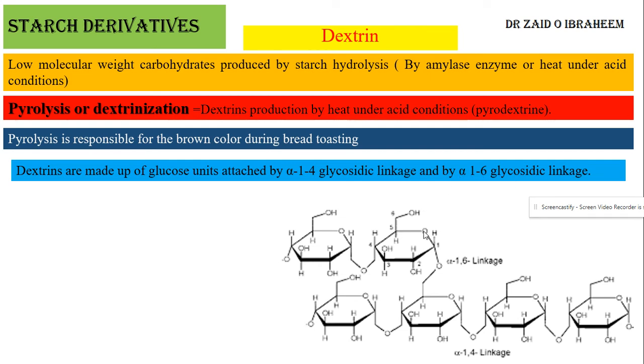Dextrins are formed as a result of the action of the amylase enzyme, most commonly the alpha amylase enzyme, which breaks the starch until it reaches the regions containing alpha 1-6 glycosidic linkage, where it fails to act, and by this it leads to the formation of these fragments. These are smaller fragments that contain alpha 1-6 glycosidic linkage, and some of the other linkages are alpha 1-4 glycosidic linkage.